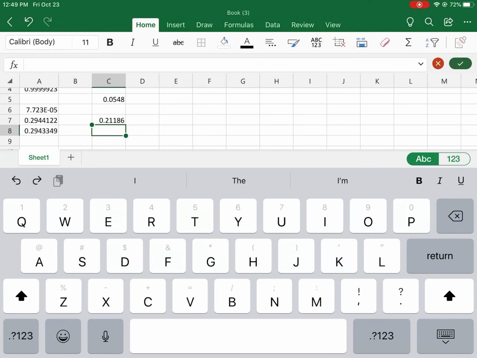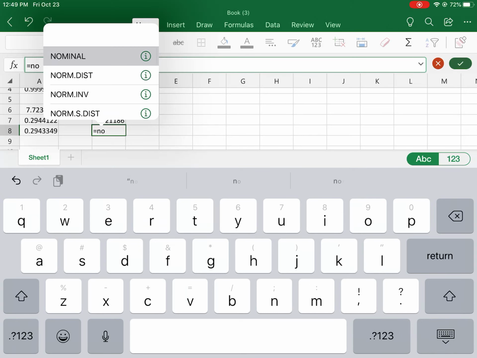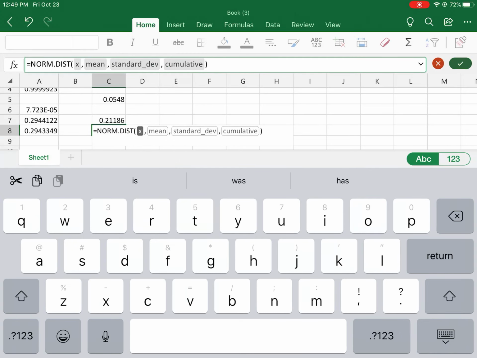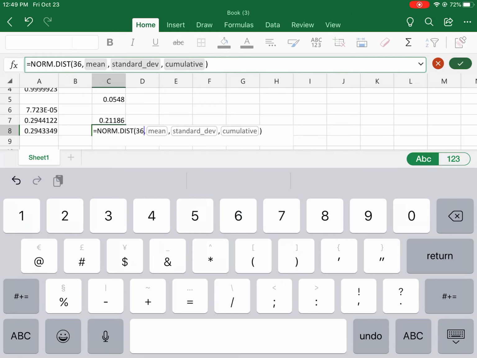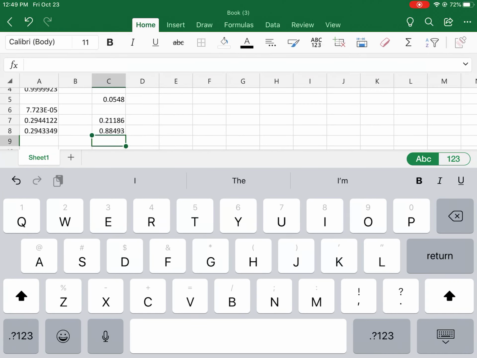And I'm going to hit enter. Okay, so I have that number. Now I'm going to go ahead and do that with 36. So equals my norm distribution. So I have 36. Again, my mean is 30, standard deviation is 5, and this is true. Hit enter. Okay, so now I have both probabilities individually.